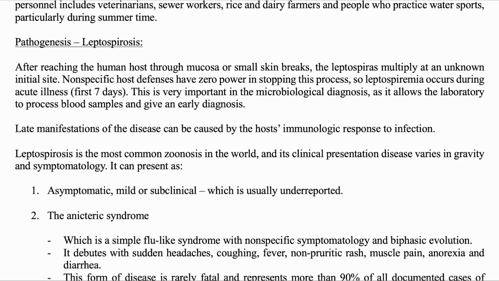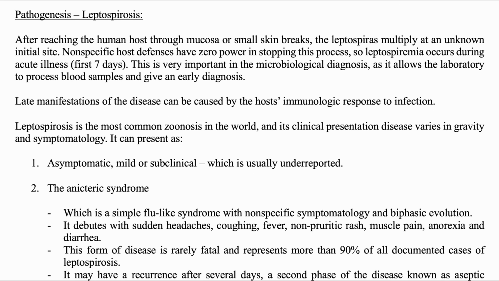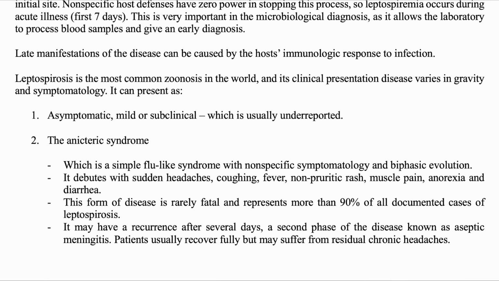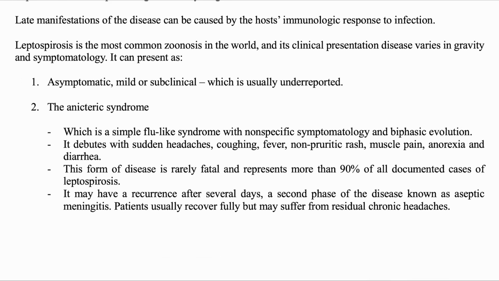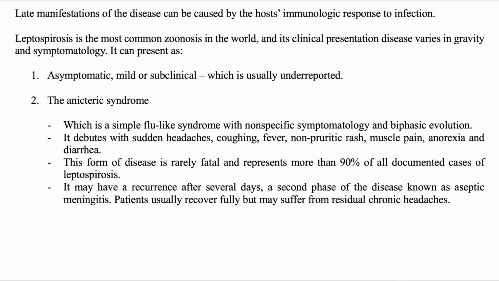Pathogenesis, leptospirosis. After reaching the human host through mucosa or small skin breaks, the Leptospiras multiply at an unknown initial site. Non-specific host defenses have zero power in stopping this process, so leptospiremia occurs during acute illness, in the first 7 days. This is very important in a microbiological diagnosis, as it allows the laboratory to process blood samples and give an early diagnosis. Late manifestations of the disease can be caused by the host's immunologic response to infection.